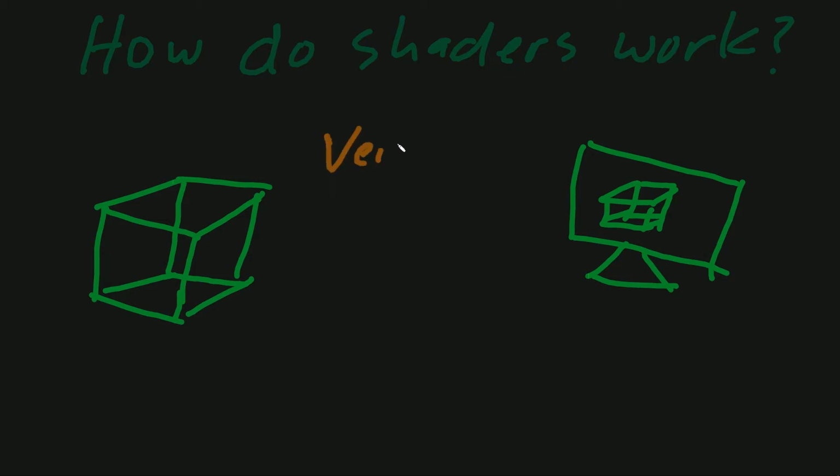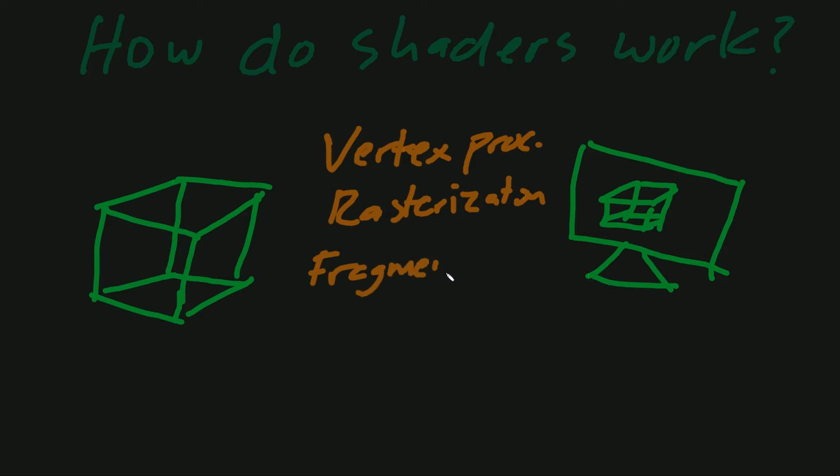So one is going to be vertex processing. Okay, it's then going to go through rasterization. Okay, then we're going to go through fragment processing. Okay, and then we're going to have a few frame buffer operations happening, and after that we then have it on our screen.